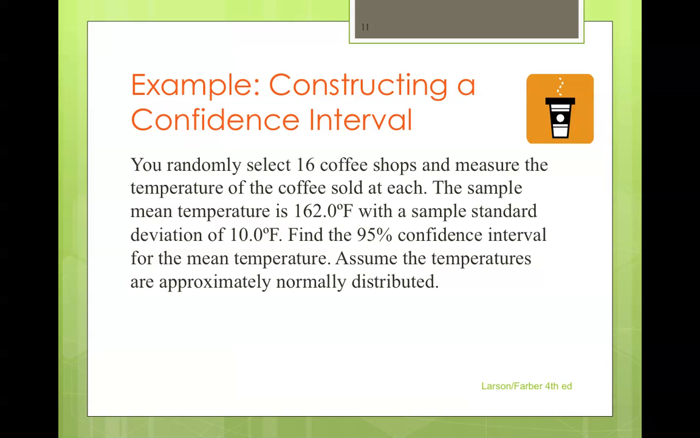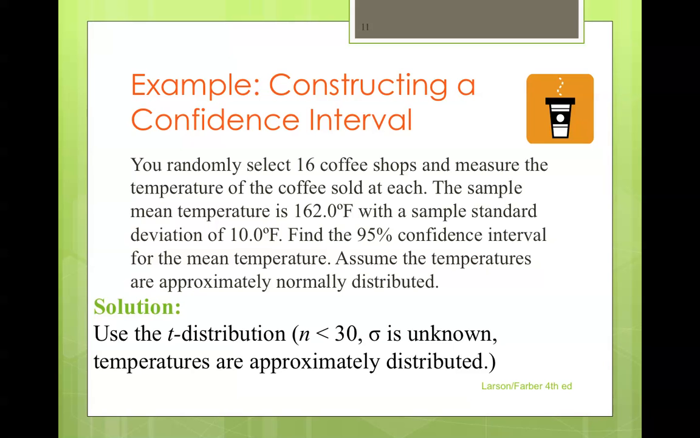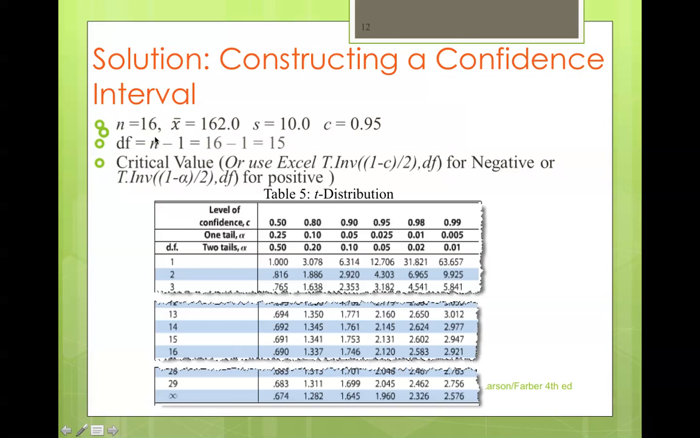are approximately normally distributed. So we're going to have to use a t-distribution because n is less than 30 and sigma is unknown. So we have n equals 16, x bar equals 162, s equals 10, and c, our confidence level, is 0.95. So degrees of freedom would be 16 minus 1, or 15. And then we can plug this into the table, and we find that 2.131 is our t-value.